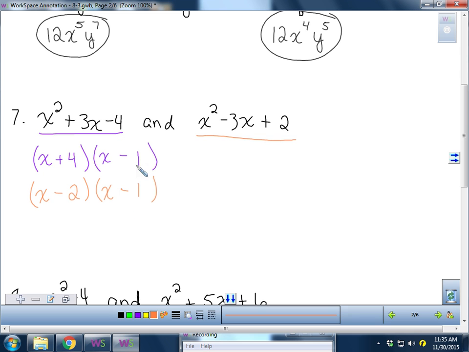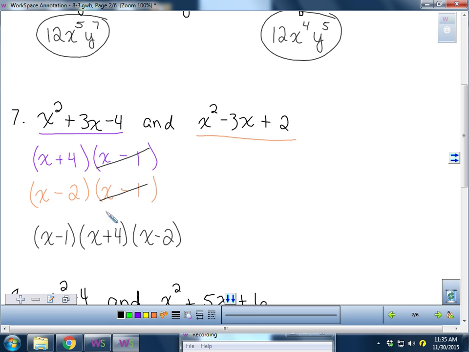Okay? So you're going to compare these two. And if they have a common factor, then you're going to write that down once. So they have a common factor of x minus 1. And if you would, cross those out so that you know you've already got that common factor. But then they don't have any other common factors. So whatever's left over, you're just going to write directly behind it. So I've got x plus 4, and I've got x minus 2. If I were to multiply that out, that would be my least common multiple.